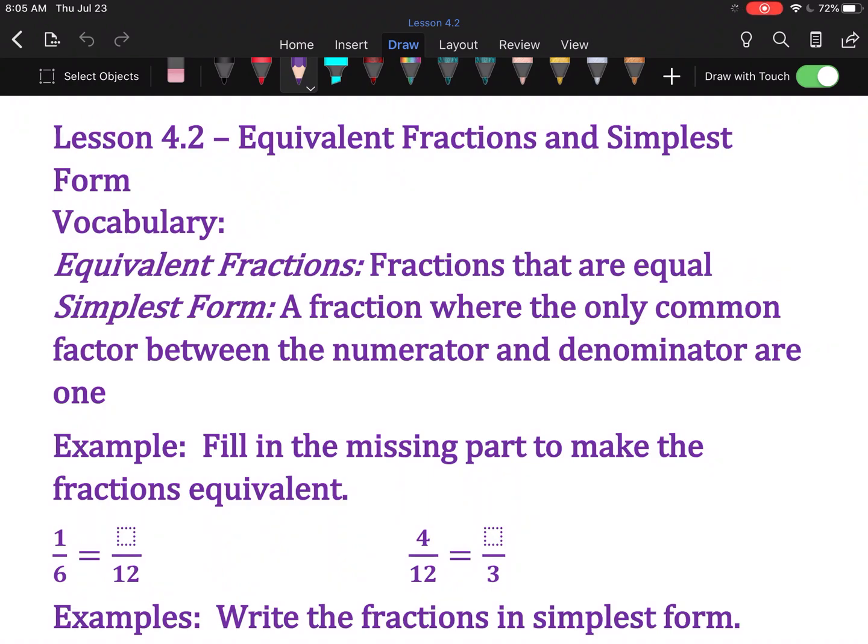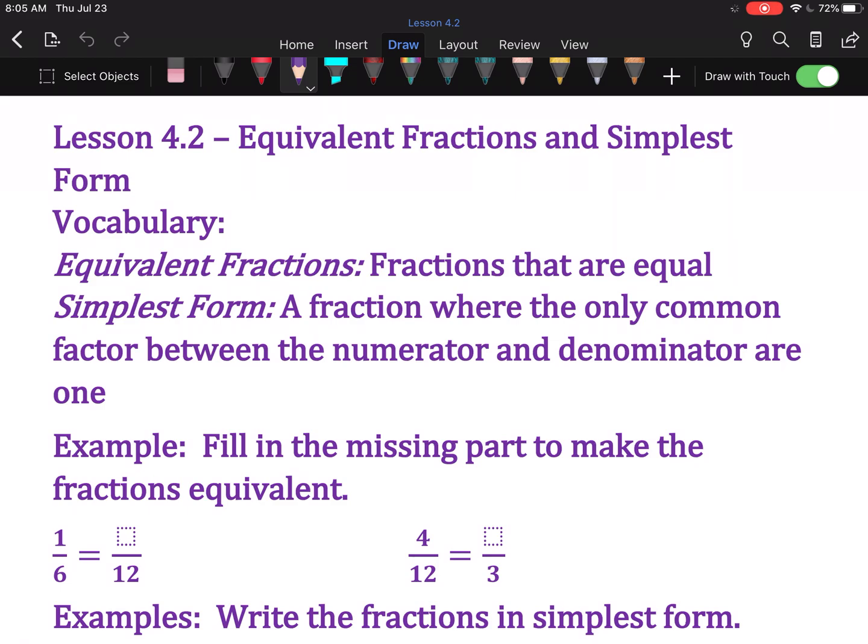In Chapter 4, we're going to be focusing on an introduction to fraction concepts. What makes up fractions, how we can simplify them, some basic introduction, and then in Chapters 5 and 6, we'll move into adding, subtracting, multiplying, and dividing.